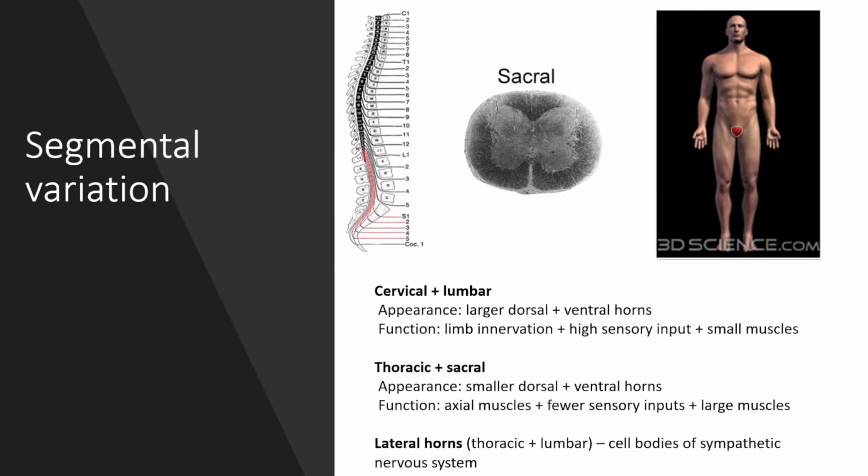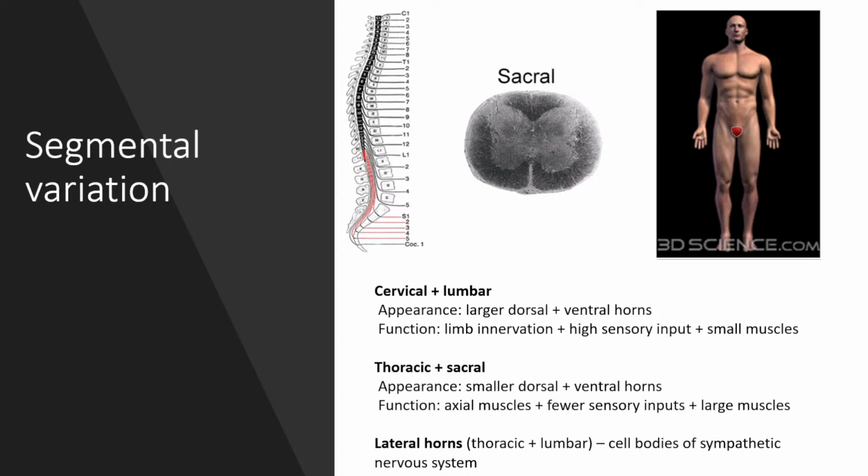So to summarize, cervical and lumbar have larger dorsal and ventral horns. That's because of limb innervation and high sensory input, and they're responsible for smaller muscles. Thoracic and sacral have relatively smaller dorsal and ventral horns, with the exception of the sacral, which is thicker. And this is because it's the axial muscles with fewer sensory inputs and fewer smaller muscles.